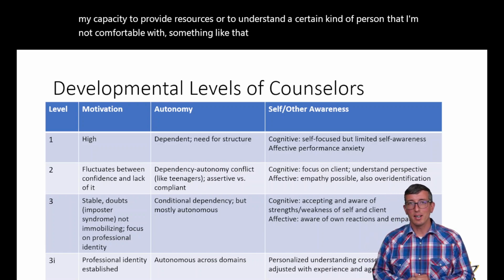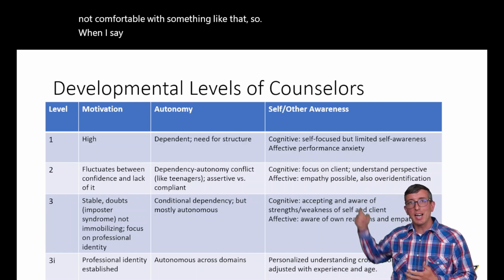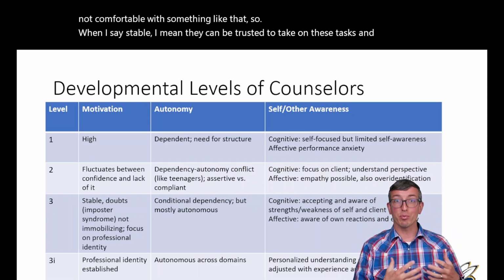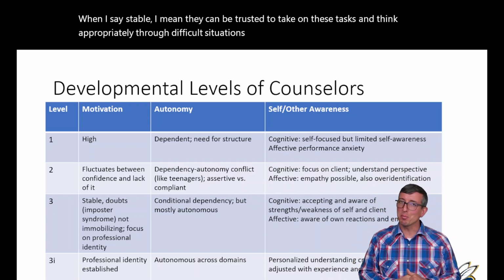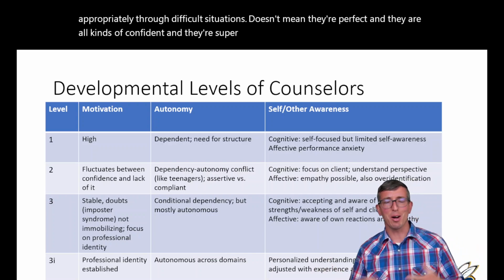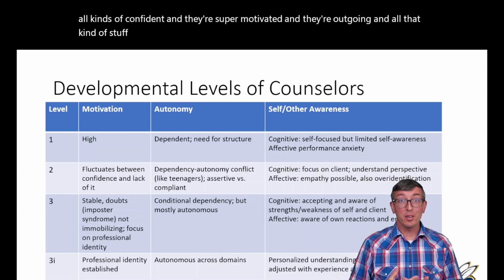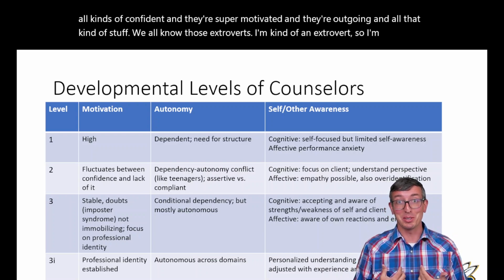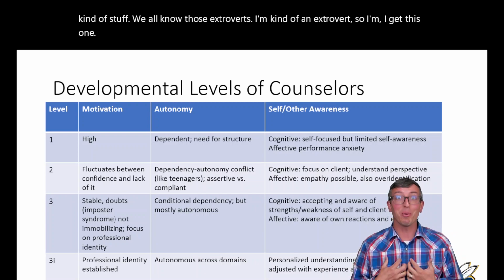So when I say stable, I mean they can be trusted to take on these tasks and think appropriately through difficult situations. Doesn't mean they're perfect and they are all kinds of confident and they're super motivated and they're outgoing and all that kind of stuff. We all know those extroverts. I'm kind of an extrovert, so I get this one. This one's important to me.